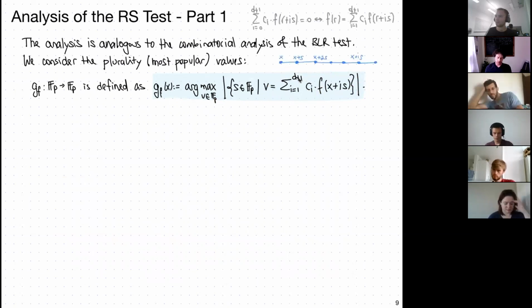To make it a bit more clear, I want you to look at the gray part here at the top. What happens is that the constraints are of this form, right? It's a linear combination which is equal to 0.